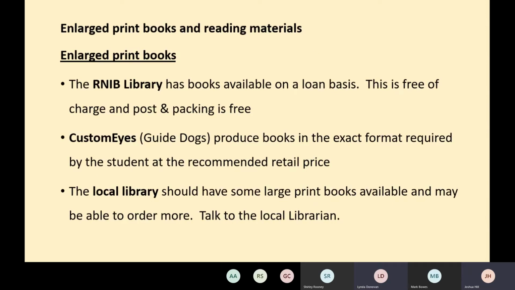Now, Eddie's going to need lots of information in a larger text, as I said, but things like textbooks and reading materials, he's also going to need these in a large print. So these are some examples of organisations where you can access enlarged print books. The RNIB library is a postal library where Eddie could borrow large print books, also on a different colour paper. Customise is an organisation where schools and families can purchase books at the same price as the original, but in his preferred font and paper colour. And also check with the local library. Sometimes they have large print books, or they might be able to get some for him.